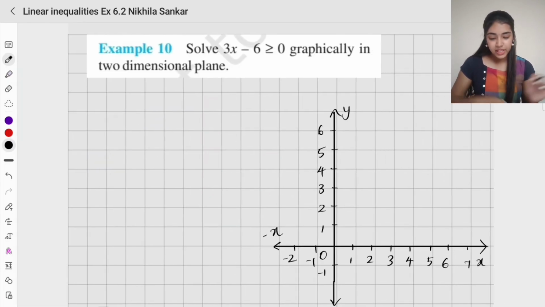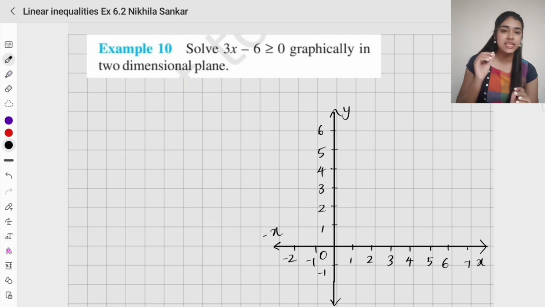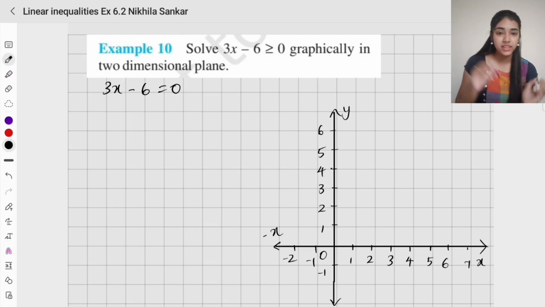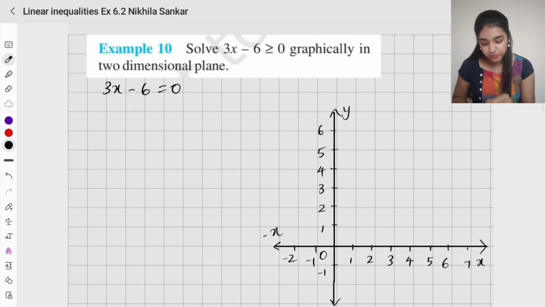Example 10. Now, similarly, what is my first step? Here I see that there is no strict inequality, there is slack inequality. So how is our line going to look? It is going to be a thick line instead of a dotted line. Okay. Now the first step: 3x minus 6 equal to 0. Why do we put equal to 0? To find the solutions and draw the graph. Okay. Now 3x equals 6. x is equal to 6 divided by 3, which is 2.